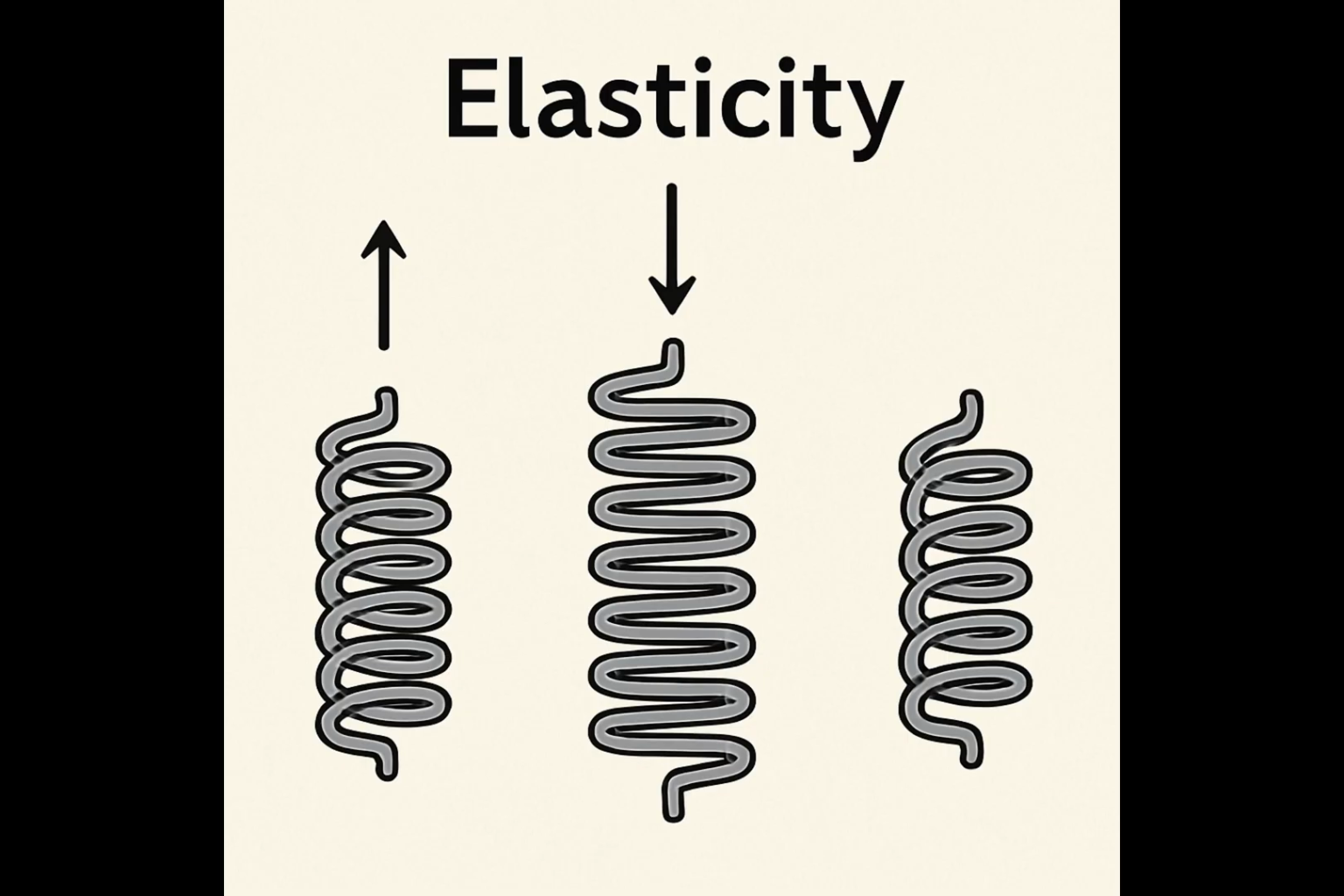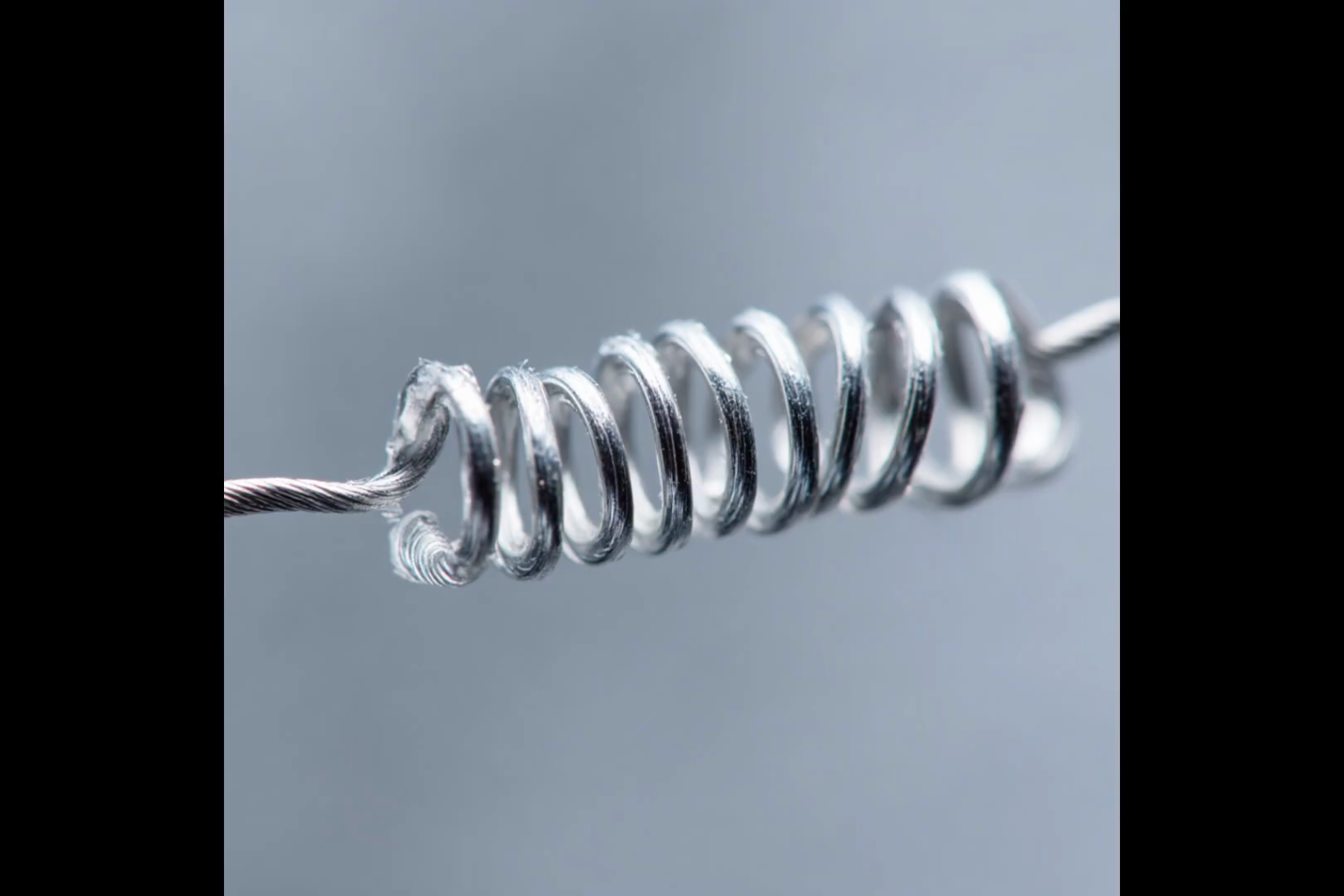A critical concept in orthodontics is elasticity. An elastic material is one that can absorb energy when stressed and then completely return to its original size and shape once the stress is removed. Think of a coil spring. You stretch it, and it springs back. That's elasticity in action. These materials are vital because they are the primary source of continuous, light forces needed for optimal tooth movement.